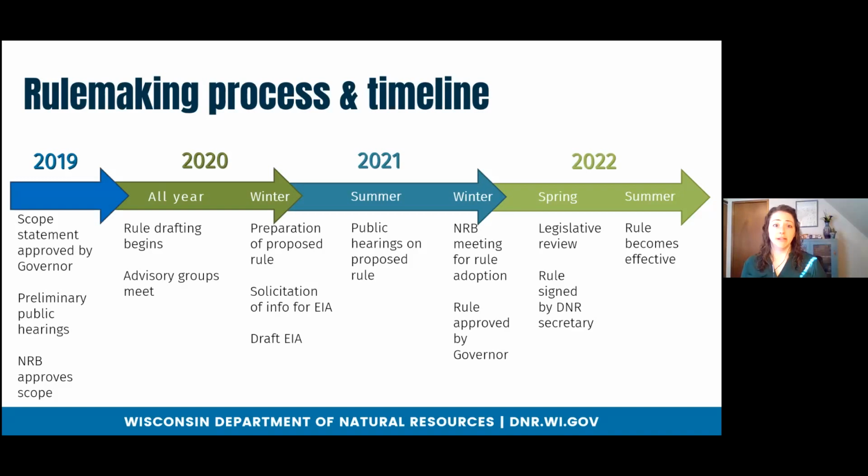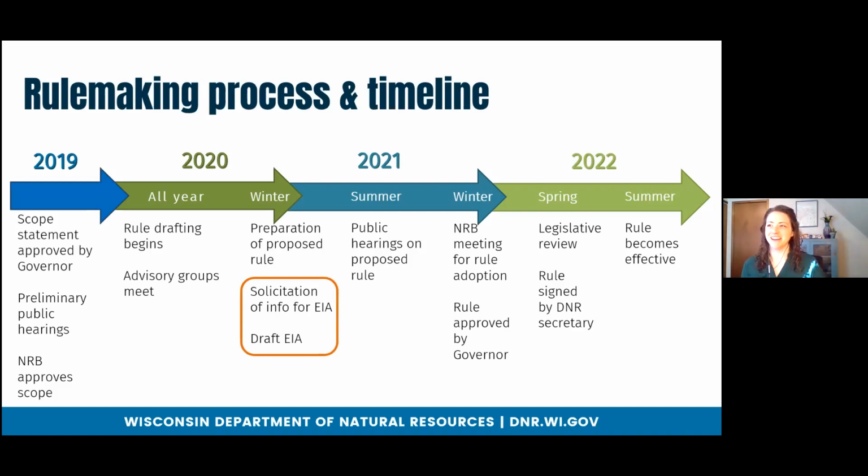So we have our rulemaking timeline here. It started in 2019 and is expected to go through 2022. Right now, we're in the process of soliciting information for our economic impact analysis and drafting our economic impact analysis, which is an assessment of how we expect people to be economically impacted by this criteria. So that's where we are with our criteria development.